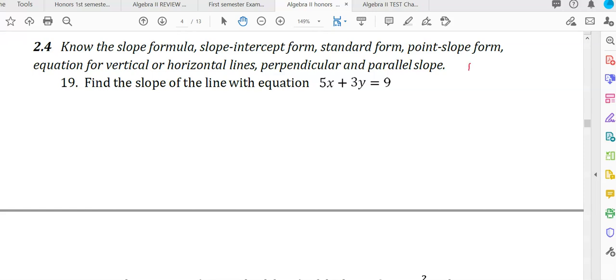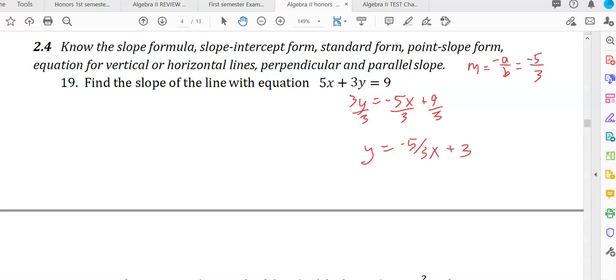By the way, the shortcut for this one is that the slope in standard form is the opposite of a over b. The slope should be the opposite of 5 over 3. So I think that's going to be our answer. But most of you will probably subtract 5x here, so you get 3y equals negative 5x plus 9, and then divide by 3, and you get y equals negative 5/3 x plus 3. So the y-intercept is 3, the slope is negative 5/3, so negative 5/3 is your slope.